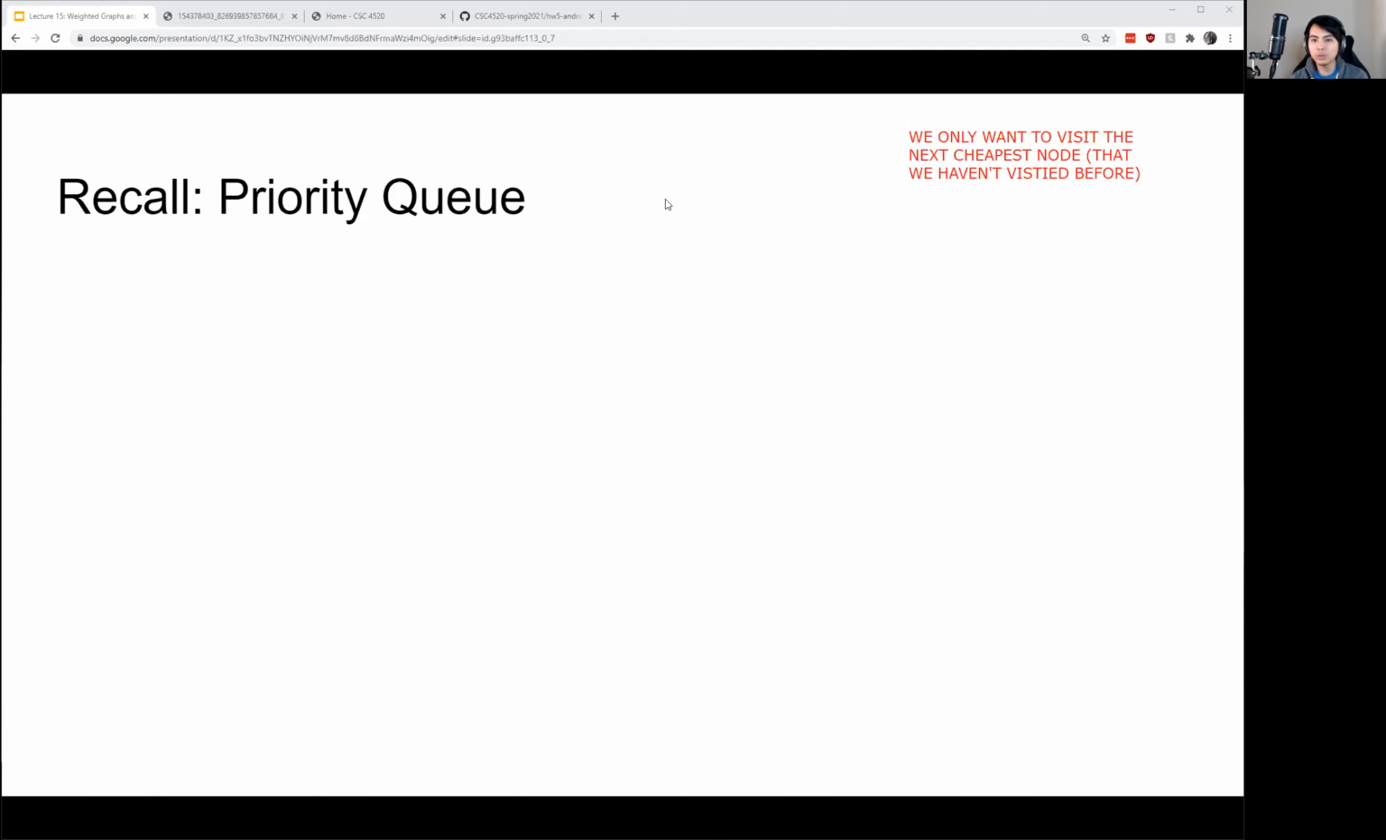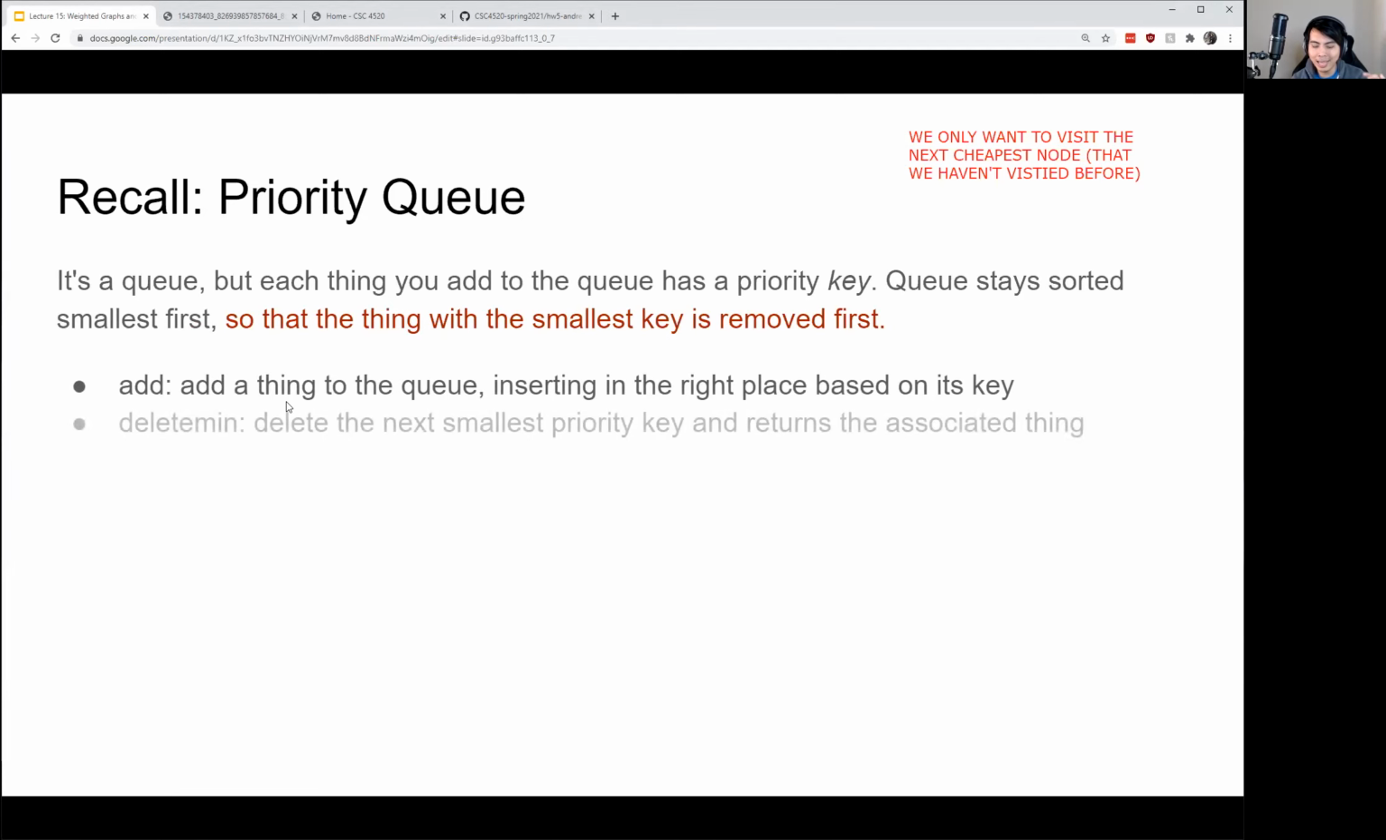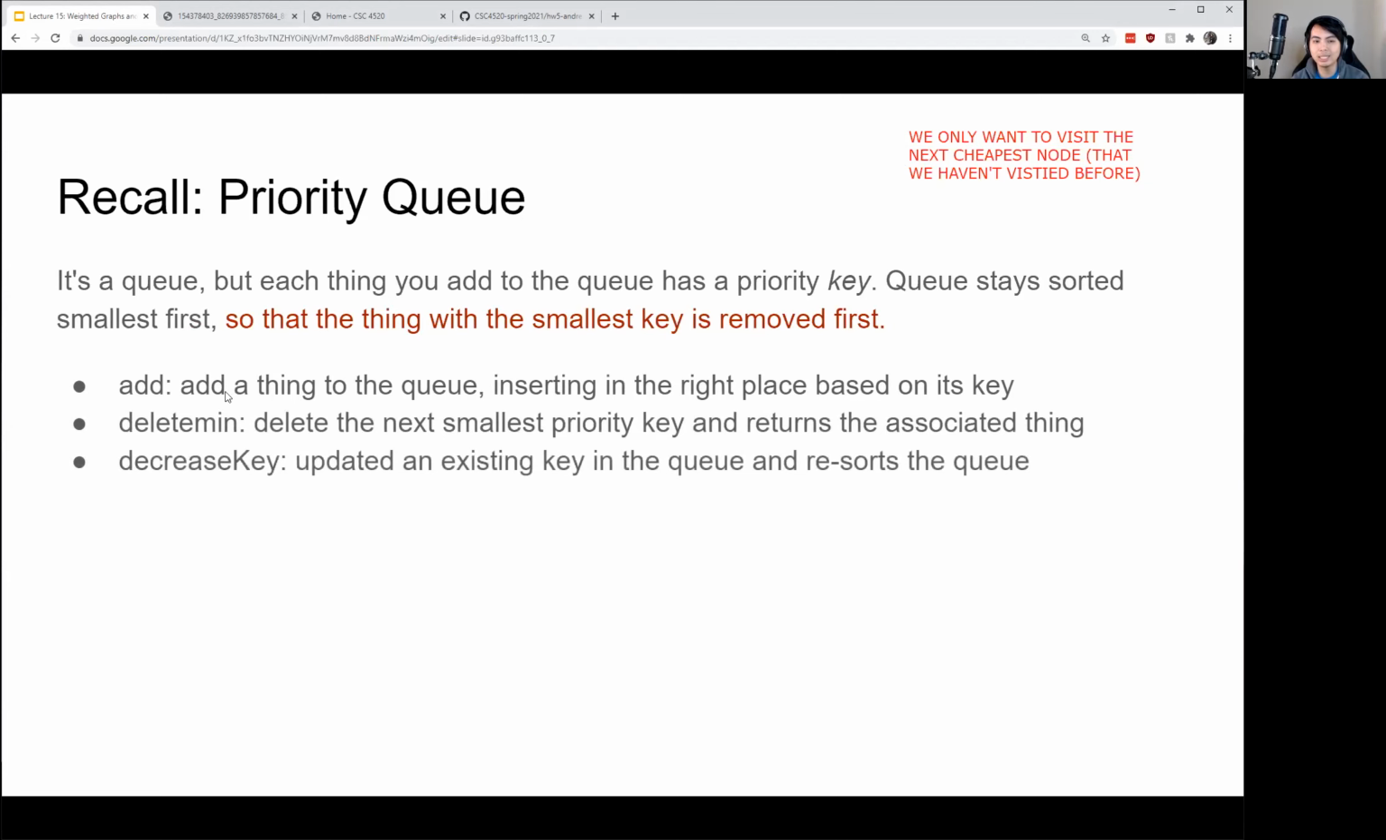But a priority queue, what you need to know is that it's a queue, so first in, first out, but you add each thing through a priority key. The queue stays sorted by smallest first, so the thing with the smallest key is removed first, all right? So it has 3 methods. It has add, it has delete min, and it has decrease key.